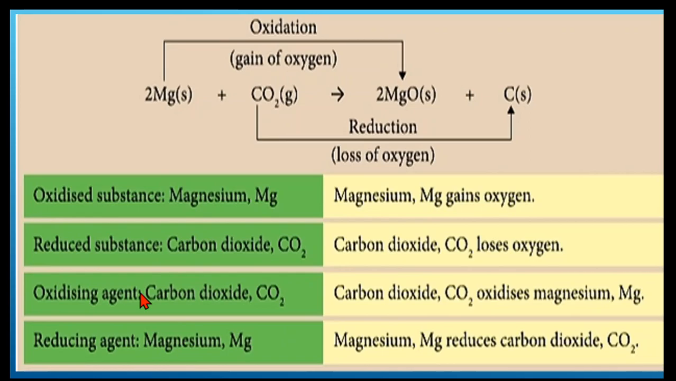Dapat? Magnesium gains oxygen, undergoes oxidation, and magnesium is the reducing agent. Carbon dioxide loses oxygen, undergoes reduction. Carbon dioxide is the oxidizing agent. Okay? Boleh ah?